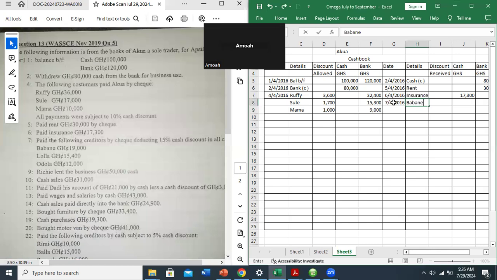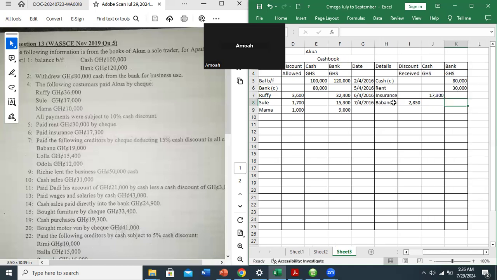15% discount. So let's calculate the discount. Professors, please help me now. My brain is tired. So 15% on 19,000, how much would we get? $2,850. Okay, that's great. So after that, you less this from the 19,000 to know the net figure. And I think that will be 16,150. And it will go under the bank column.